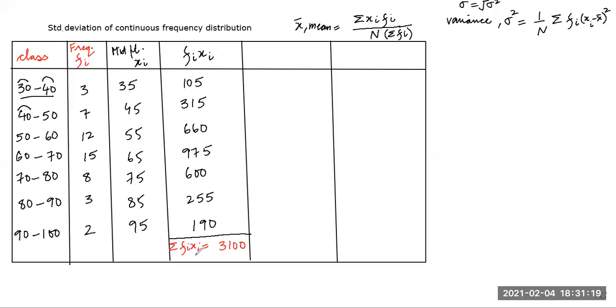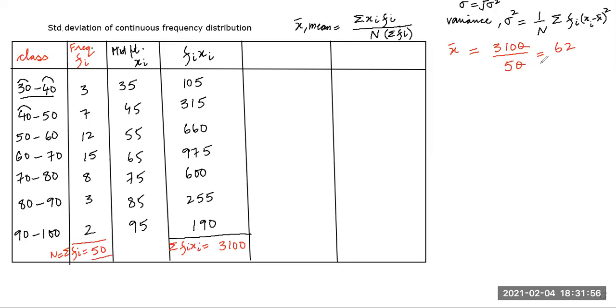Now, after you find fi xi, easily we can find out the mean. Now, x bar is the mean. So mean would be summation xi fi that I have calculated, 3100, divided by n, 50, the total frequency. N or summation fi is equal to 50. So I will simply divide it by 50, and 62 will be the mean.